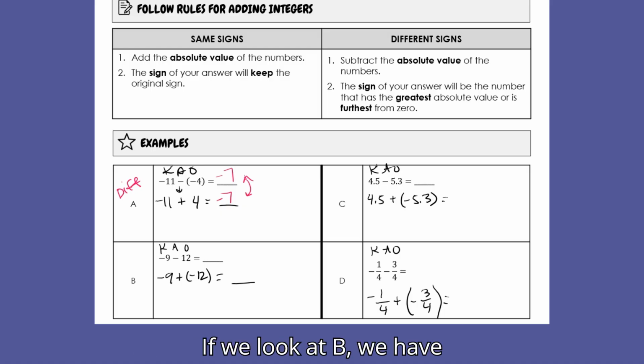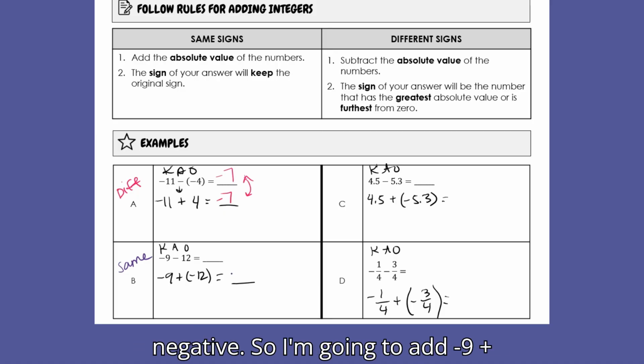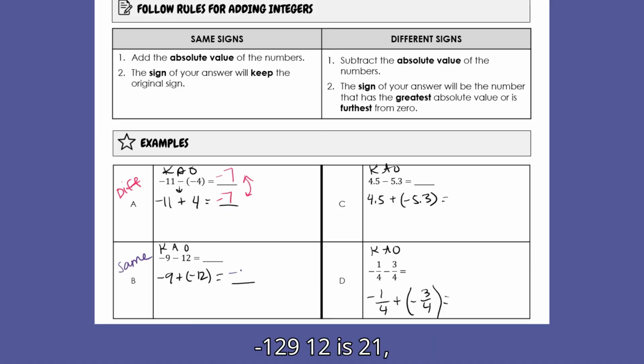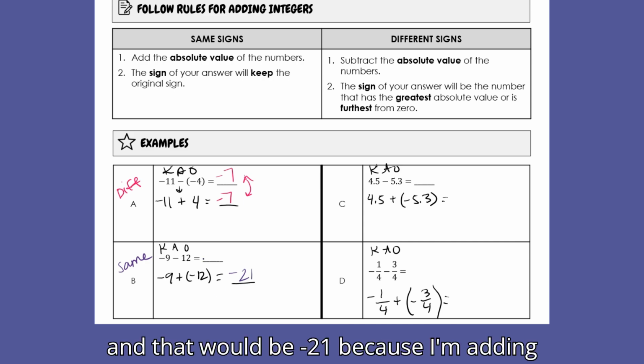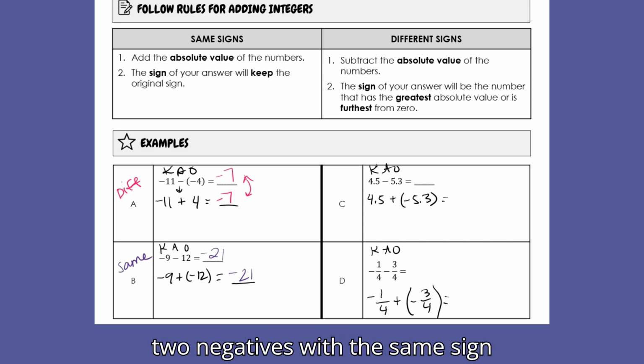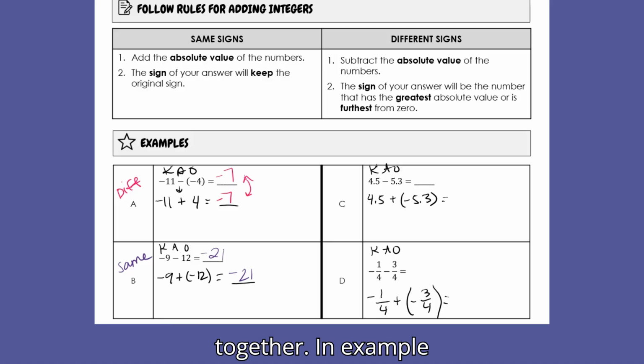If we look at B, we have negative 9 plus negative 12. So these are actually the same signs. They're both negative. So I'm going to add negative 9 plus negative 12. 9 plus 12 is 21. And that would be negative 21 because I'm adding two negatives with the same sign together.